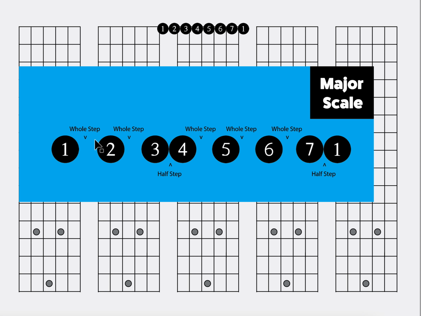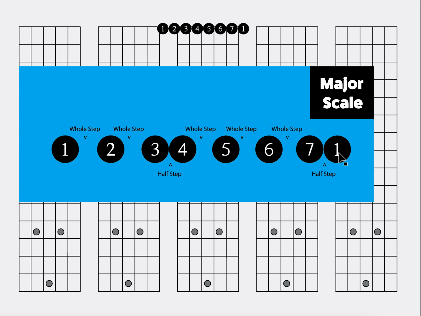Then we would go yet another whole step. So that means there's one note in between, one note in between. Between the 3 and the 4, there would be no fret in between. They would just go to the next note. And then we would proceed with 3 more whole steps before finishing on a half step.